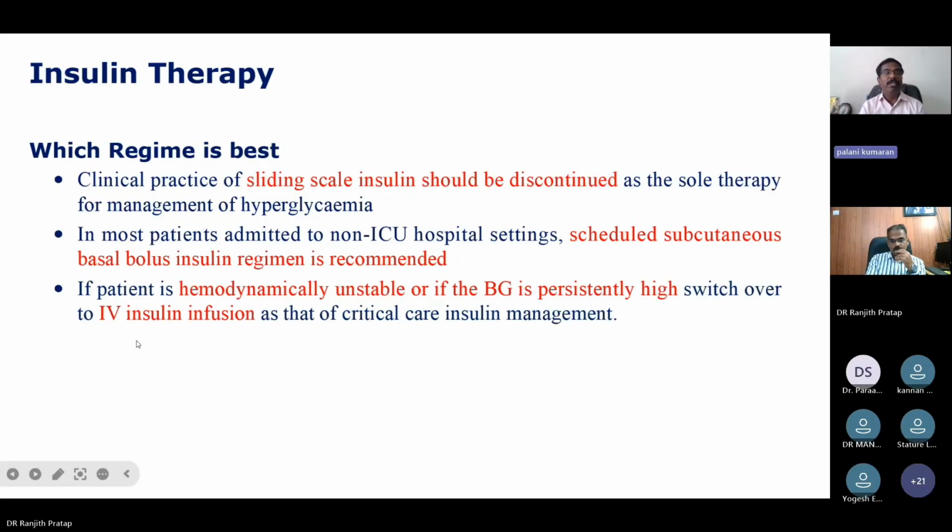And the conventionally used sliding scale insulin should be discontinued as a sole therapy, because sliding scale insulin, what we mean is actually reactional insulin dosage. So on seeing the blood sugar, you are just going to administer insulin. That's called sliding scale insulin.